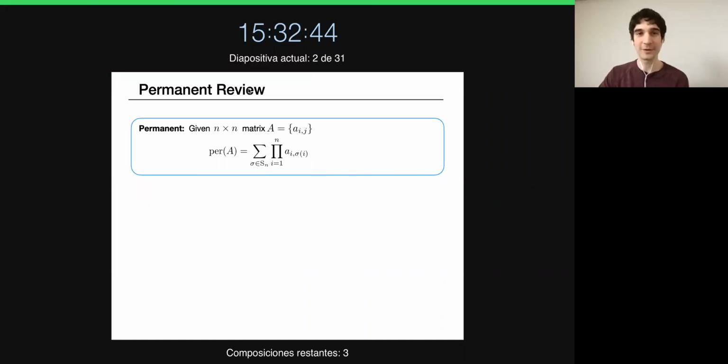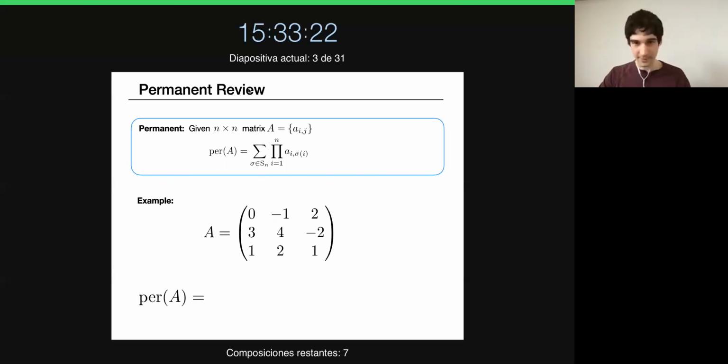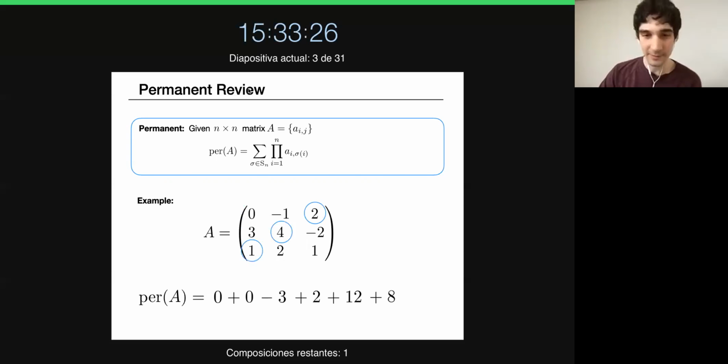So I just want to start with a brief review about the permanent. I'm sure most of you know this already. The permanent is just an operation on square matrices. The permanent of a matrix A is the sum over all permutations sigma, where you take the product of all the terms A_{i,sigma(i)}. The way I like to think about it is you have your square matrix, you take exactly one element from every row and column, you multiply them all together, and you sum up all of the possible ways of doing this. So for example, for a 2x2 matrix, it's just the product of the main diagonal plus the product of the off diagonal. For a 3x3 matrix, it's just these 6 possibilities.